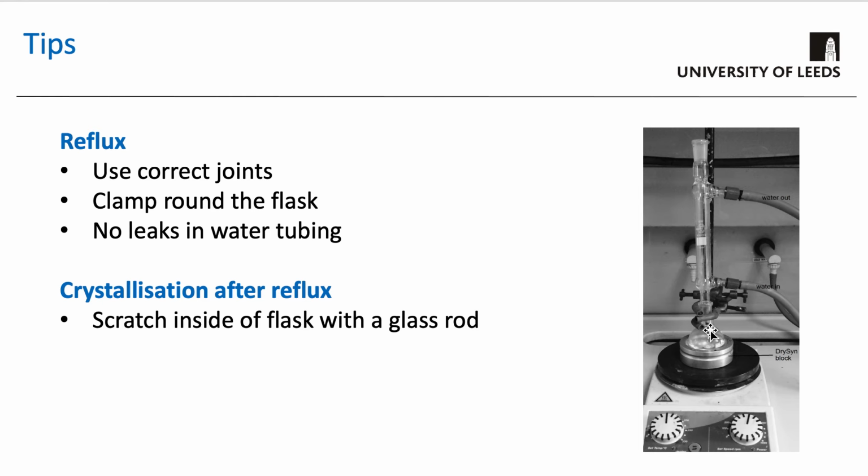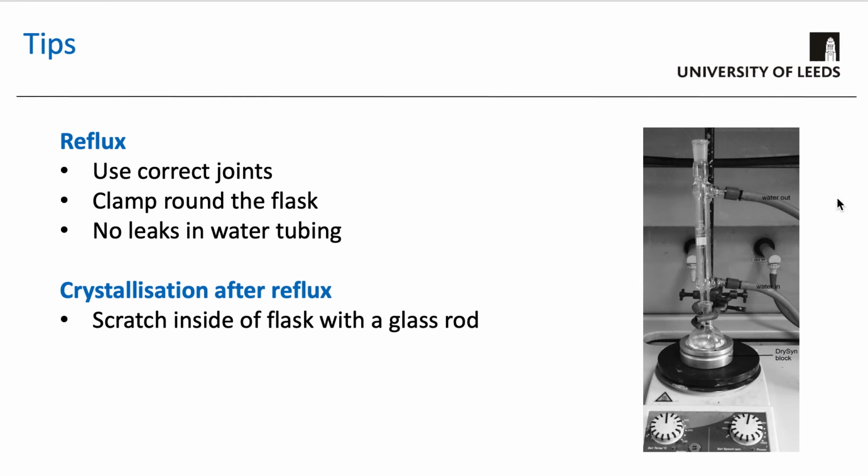And the other thing as well is to make sure there are no water leaks going through your tubing. So always make sure you check that your water is running through your condenser before you start heating the reaction. And in fact, it's good practice to check your water running through your condenser with your condenser not above your hot plate. Because what you don't want is your tubing to leak and then for it to leak onto your electrical hot plate. That can be quite dangerous.